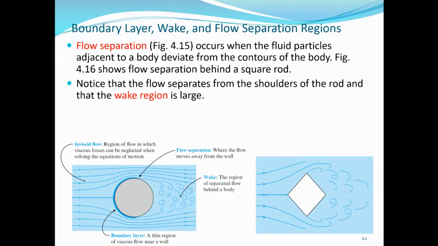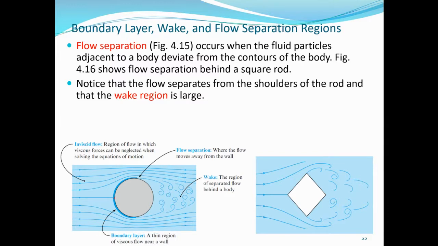You should notice that the flow separates from the shoulders of the rod and that the wake region is large. This is the wake region. These are streamlines, but this is the wake region, the region of separated flow behind a body, and this is where the flow separation occurs, where the flow moves away from the wall. First, it tries to follow it because this region is 0, and this is the boundary layer. This is the boundary layer, the thicker blue region, which is a thin region of viscous flow near a wall.